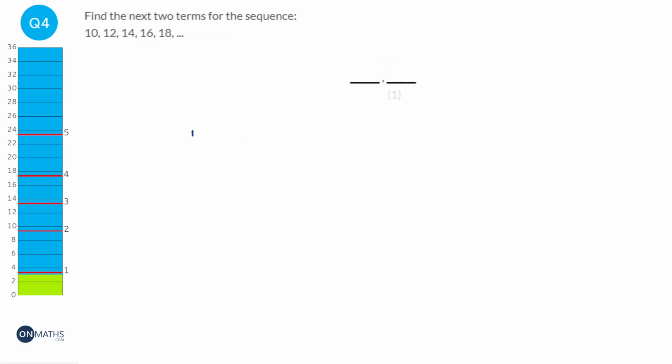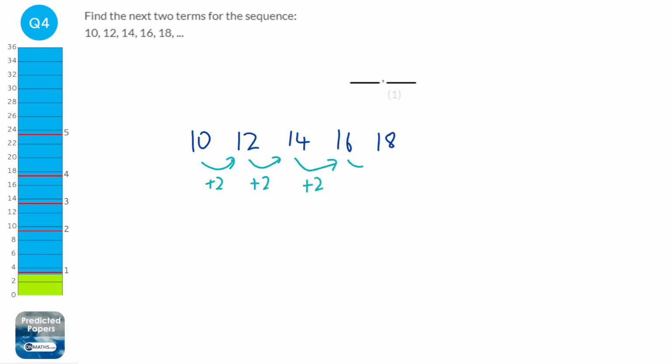So we're going to start off by writing the sequence out. And what you might notice straight away is that each of the terms is increased by 2. And so we're asked to find the next two terms. So we're just going to keep this pattern going. So increase it by 2, that would be 20. Increase by 2 again, and that would be 22.